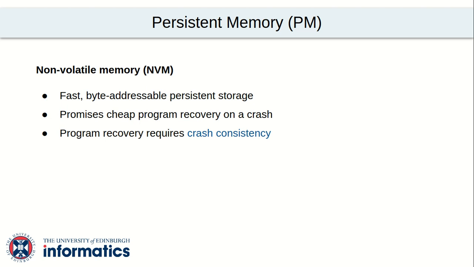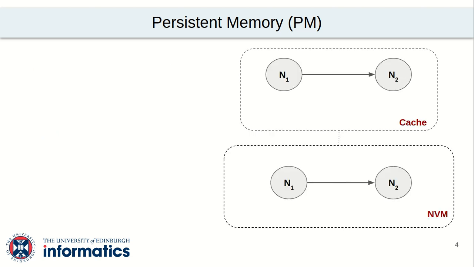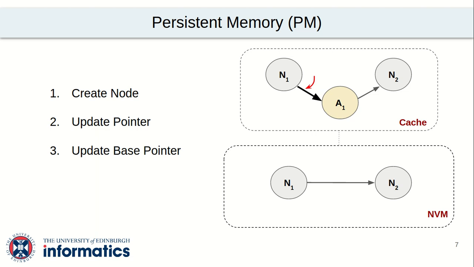Let's understand crash consistency with an example. Consider a linked list with two nodes N1 and N2. Initially, the linked list is present both in the volatile cache and the non-volatile memory as shown. Now suppose we want to insert a new node A1 into the linked list. Accordingly, we first create the new node A1, and then we update its next pointer to point to N2, and then flip the base pointer.